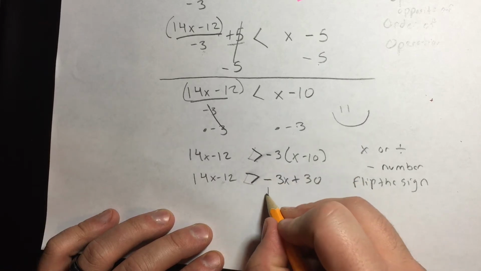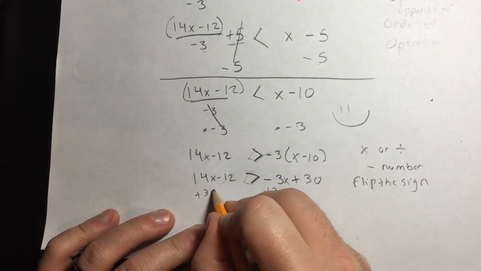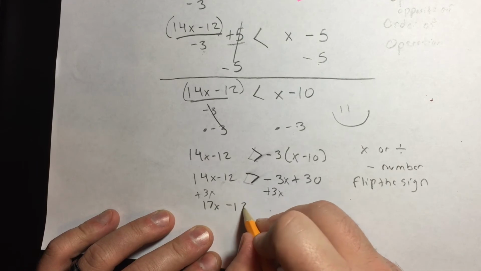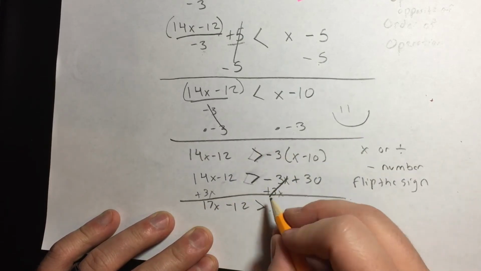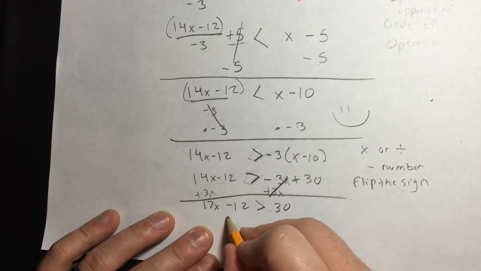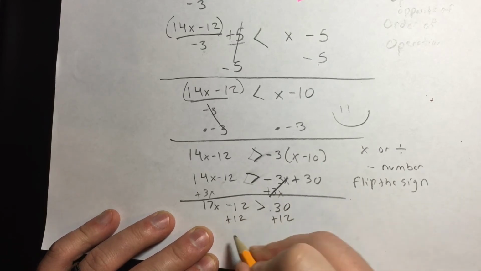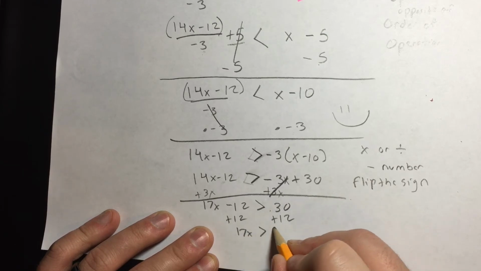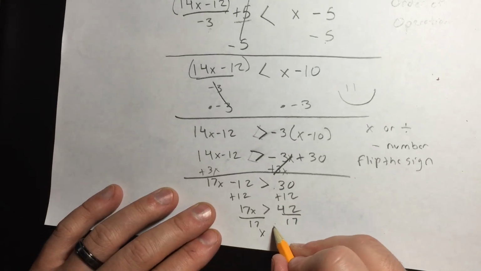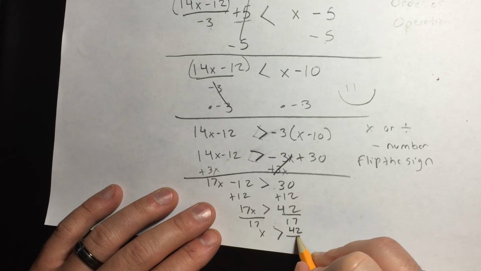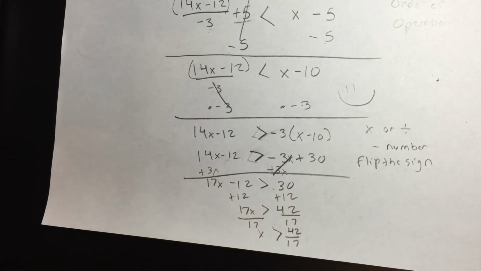Okay, now we have to combine some like terms. Plus 3x is 17x minus 12 greater than 30. Add 12 to both sides. I get 17x is greater than 42. Divide both sides by 17. I get x is greater than 42 over 17. Yuck. That is a messy, messy, messy fraction, but it's still correct.